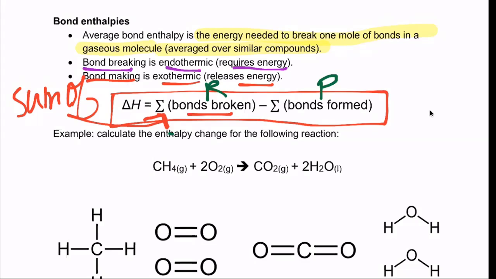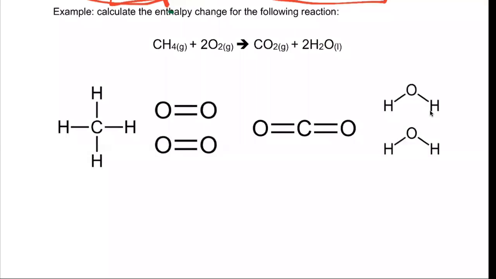So what you would do, this is an example. So here's a chemical reaction. This is the combustion of methane. So we have methane, which is CH4. It's being combusted, which means it's being reacted with oxygen. And it makes carbon dioxide and water. Okay, those are always the products of a combustion reaction.